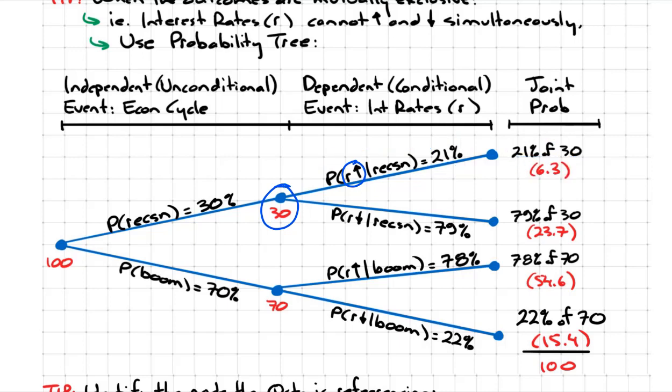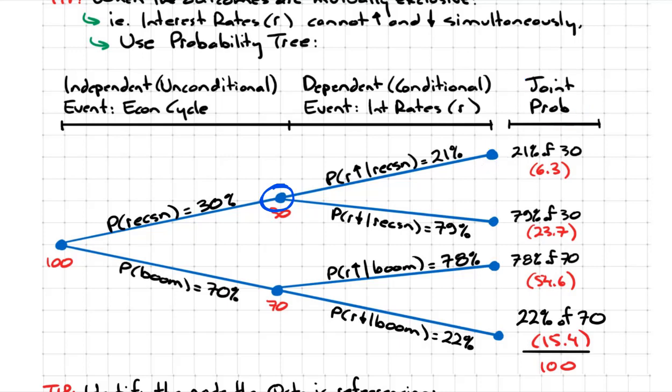Now, when you get to this node, what has happened? Well, you first stopped at that node, and then you ended up at that node. So both events have occurred. That's why it's referred to as a joint probability, because by the time you get to this node, we've had a recession and interest rates increase. And we're going to do the same thing for all of them.